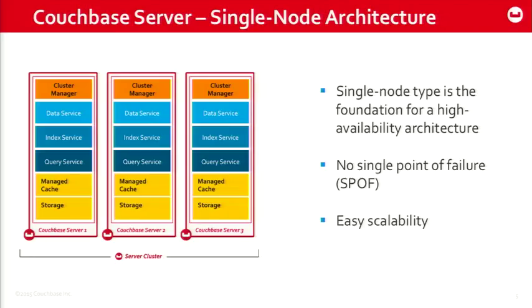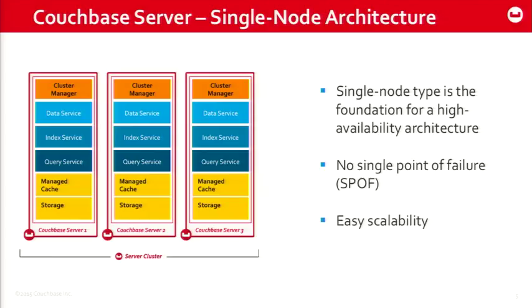So the single node architecture is the foundation for high availability, right? The reason I would say this is the foundation is because it gives you easy scalability. You can add more nodes. There's no master slave. There's no primary. There are no configurations to handle. Basically all the nodes in a Couchbase cluster are identical, right? And I think throughout this conference you'll hear about this single node type a lot.